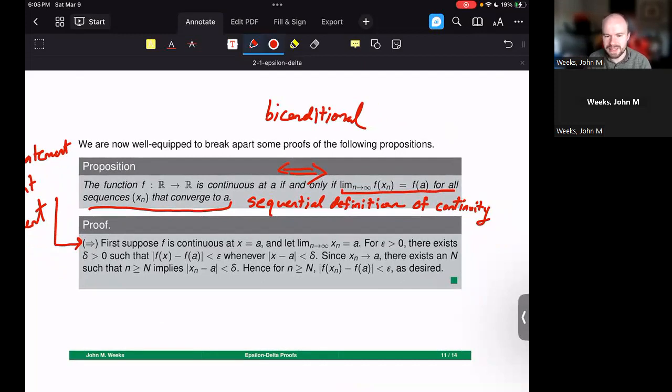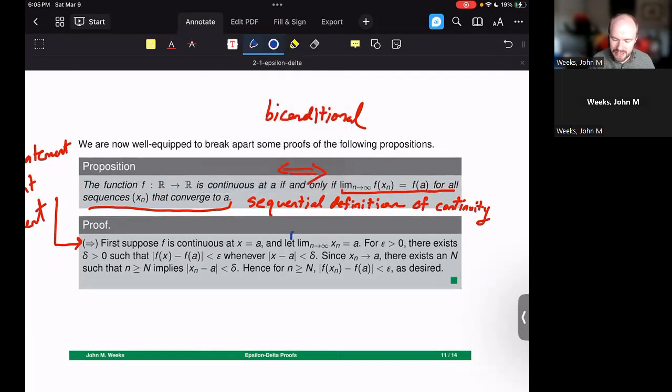First, we suppose that f is continuous at x equals a. In this case, we are saying this is the epsilon delta definition. This is not with sequences there. Well, now I want to say that whenever you have a sequence x sub n converging to a, the limit of f of x sub n is f of a. So I need to start by getting that sequence.